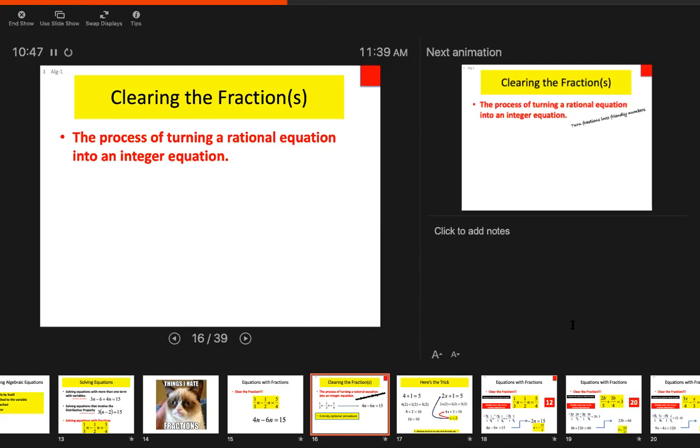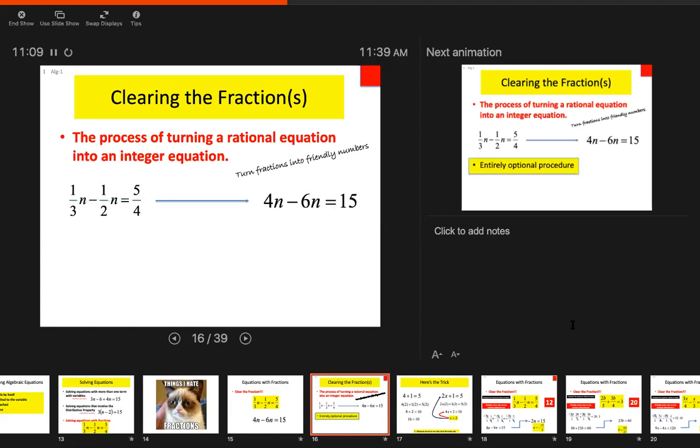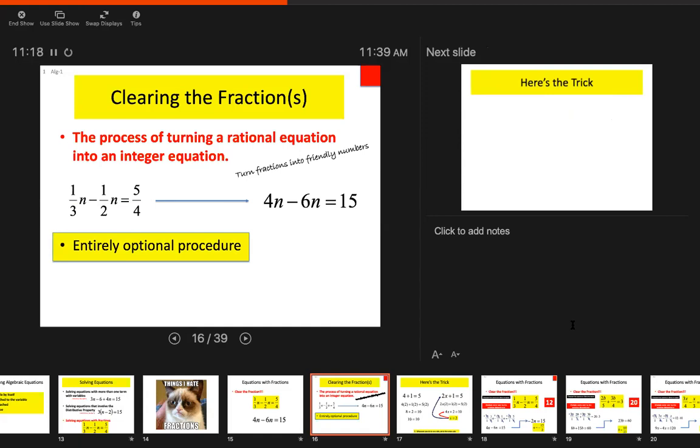You got to get a common denominator, and you got to solve your equation with fractions. The rest of us, we're going to do it the easy way. This is the easy way. If you don't want to learn this, then you've got to deal with fractions. Okay, so we will turn fractions into, quote, unquote, friendly numbers. I'm going to turn that right there into that, and I'm going to solve this one, the easy one. I'm not going to deal with fractions anymore, as long as it's an equation. It's entirely optional, but you don't have to learn this.